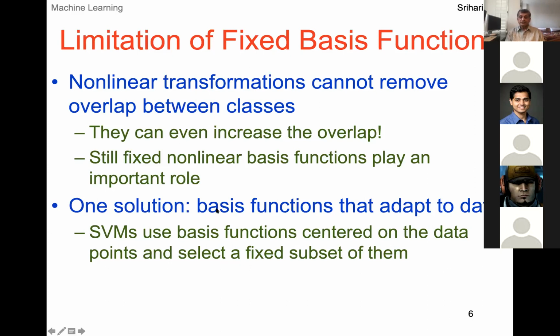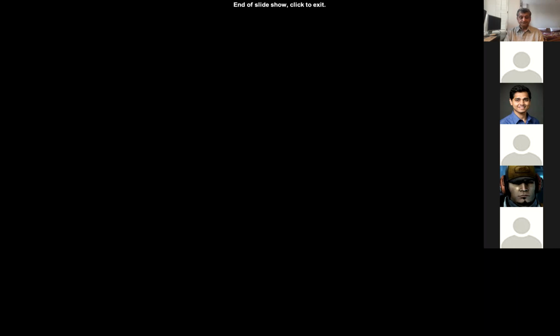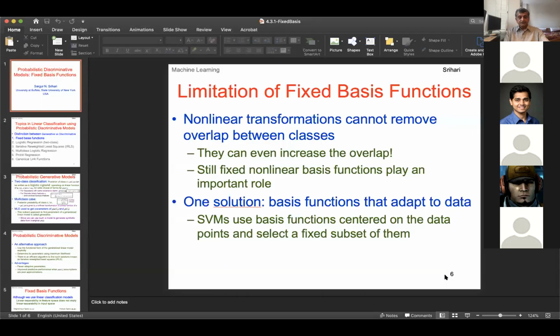One solution to fixed basis functions is basis functions that adapt to data. Support vector machines use basis functions centered on the data points and select a fixed subset of them. So one approach is simply to use basis functions, and another approach is to cleverly use basis functions based on what kind of data you have. Let's center them on each data point and then throw away all the data points that you somehow don't need.